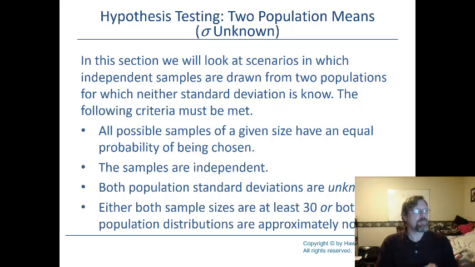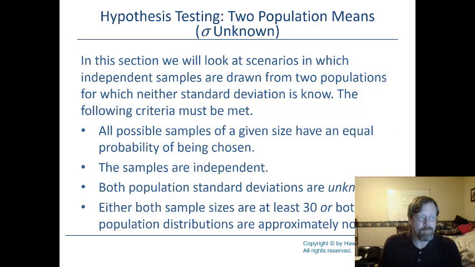So we're looking at scenarios where we've got independent samples from two populations, neither of which we know the standard deviation for. We've got to meet the following criteria. All possible samples have to have an equal probability of being chosen, so it's a random sample. The samples are independent, population standard deviations are unknown, and the sample size has to be at least 30 or both population distributions are approximately normal.